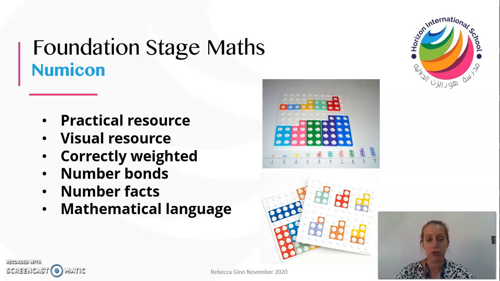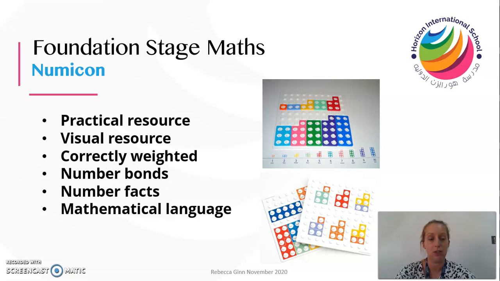Numicon is a visual resource. The different colours enable children to instantly recognise the numbers and use them in their play. The Numicon can be used on the baseboard, which are the white boards in the picture above, to create number bonds, patterns, and pictures. Numicon is weighted, so for example, a 5 Numicon would weigh the same as 5 individual ones. This enables children to explore concepts such as one more, one less, and also to check their own calculations.